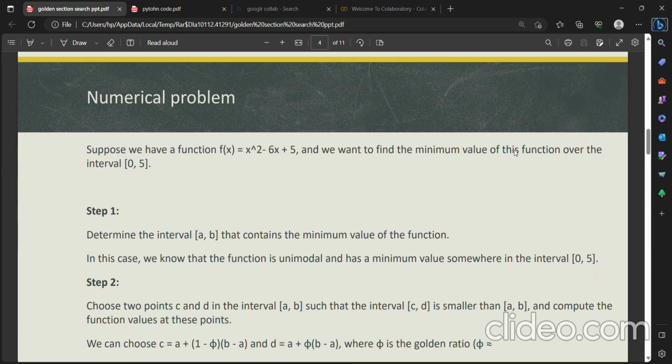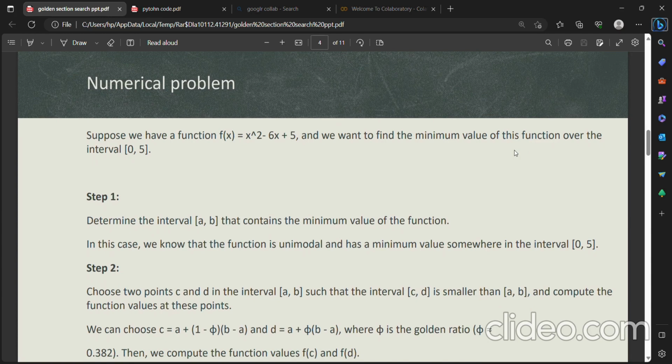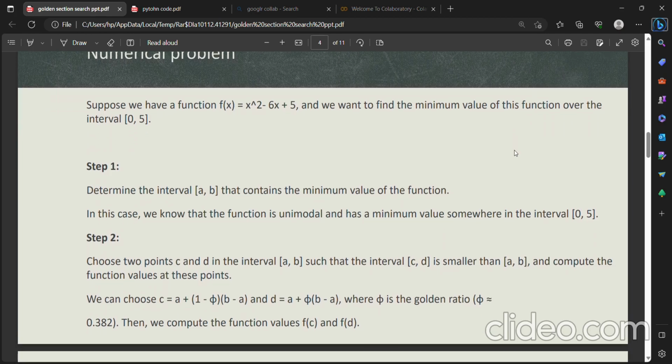Here we take an example on the above model. Suppose we have a function f(x) = x^2 - 6x + 5, and we want to find the minimum value of the function over the interval [0, 5]. So first, let us take the interval [a, b] which contains the minimum value of the function, that means [0, 5], as in the above question. Step 2: choose the points c and d in the interval [a, b] such that the interval [c, d] is smaller than [a, b]. So we have to take an interval between 0 and 5 which has to be smaller than the above interval.